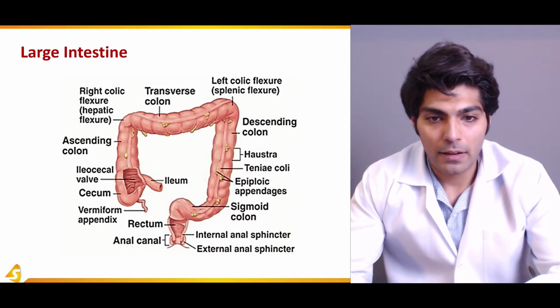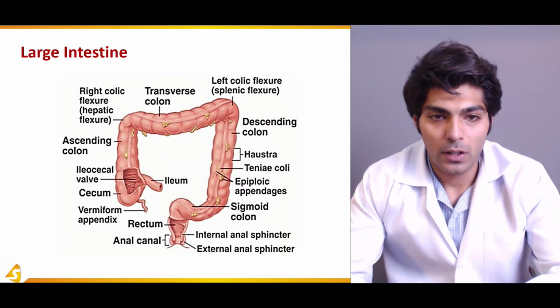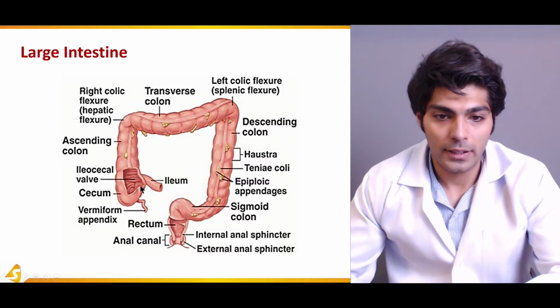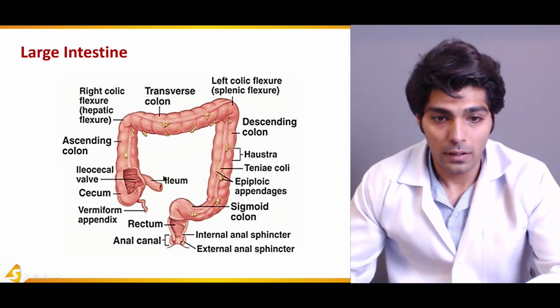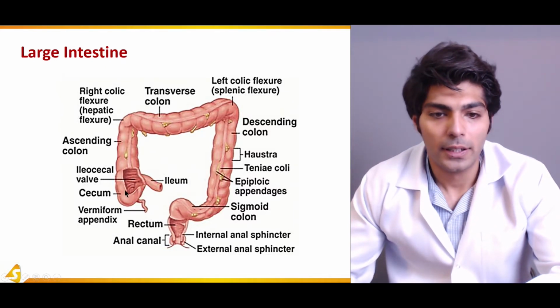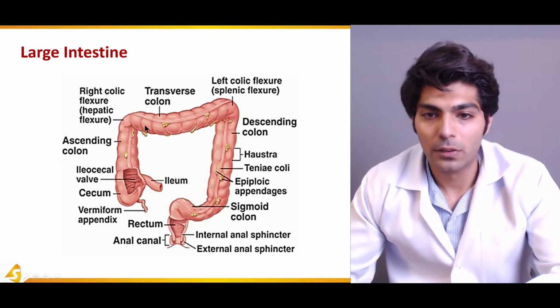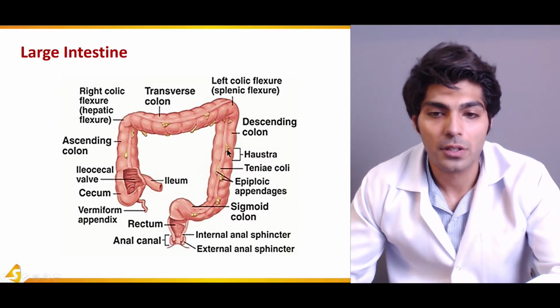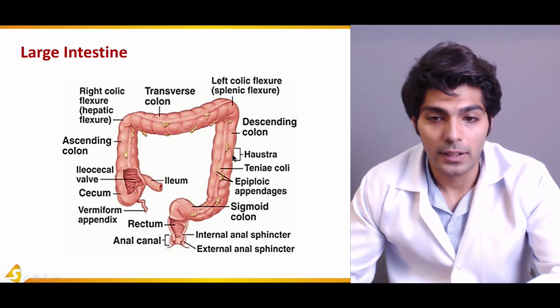So in this diagram, we're going to discuss the anatomy of the large intestine. As you can see, the ileocecal valve relaxes, and the chyme, or the contents, enters into the cecum. Then we have the ascending colon, and then the transverse colon. Then we have the descending colon, where the haustrations occur, the haustral cells, which we're going to discuss in the later slides.